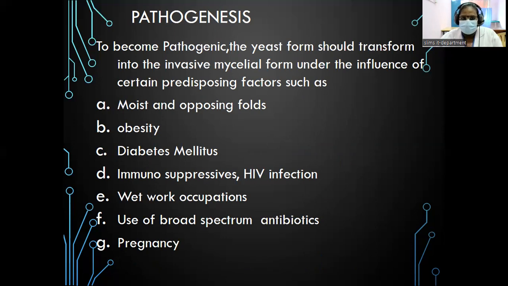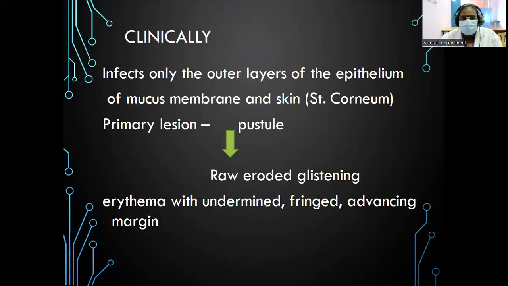It's a yeast fungus. The basic pathogenesis for cutaneous candidiasis is that, to become pathogenic, the yeast form should transform into the invasive mycelial form under certain predisposing factors. The commonest predisposing factors are obesity, moist environment, diabetes mellitus, immunosuppression in the form of organ transplantation or infections such as HIV infection, wet work atmosphere, or use of broad spectrum antibiotics, and even pregnancy can precipitate this infection.